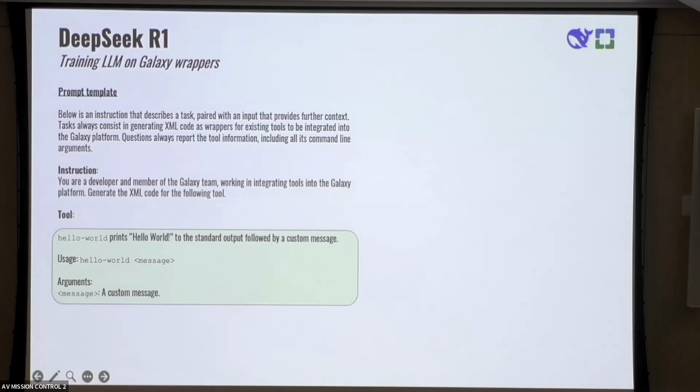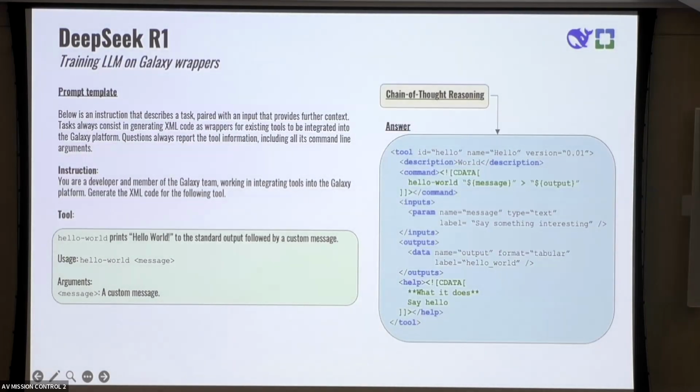It just prints Hello World to the standard output, followed by a custom message. So we are telling it how this CLI tool is supposed to be run, specifically all its input arguments, just a custom message in this case. And at this point, our model is going to generate what is called the chain of thought, which is a particular type of reasoning that should terminate with an answer. That is, in our case, the XML code that defines the Galaxy wrapper for the Hello World tool.